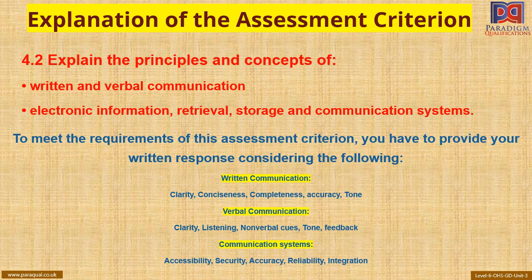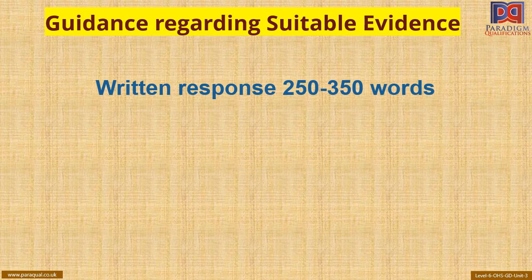4.2 Explain the principles and concepts of written and verbal communication, electronic information, retrieval, storage, and communication system. With regard to written communication, consider clarity, conciseness, completeness, accuracy, and tone. With regards to verbal communication, consider the principles of clarity, listening, non-verbal cues, tone, feedback, and regarding the communication system, the principles are accessibility, security, accuracy, reliability, and integration. Your written response should be between 250 to 350 words.